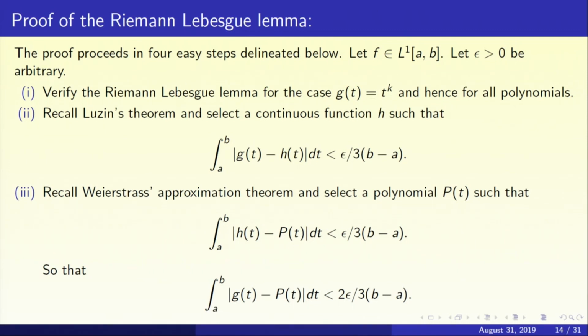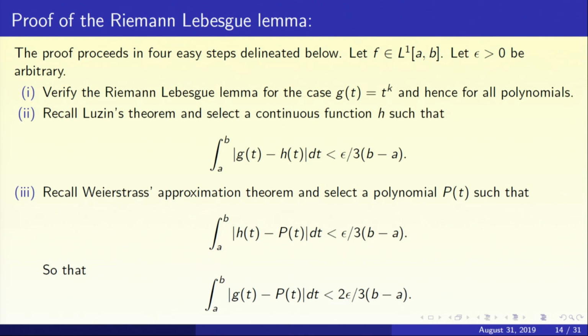So the proof of the Riemann-Lebesgue lemma proceeds in 4 easy steps. So first let us take a g in L1 of AB. Okay, g is the given function which is in L1 and let epsilon greater than 0 be arbitrary. First thing to do would be to verify the Riemann-Lebesgue lemma in the simple case when g of t equal to t to the power k.